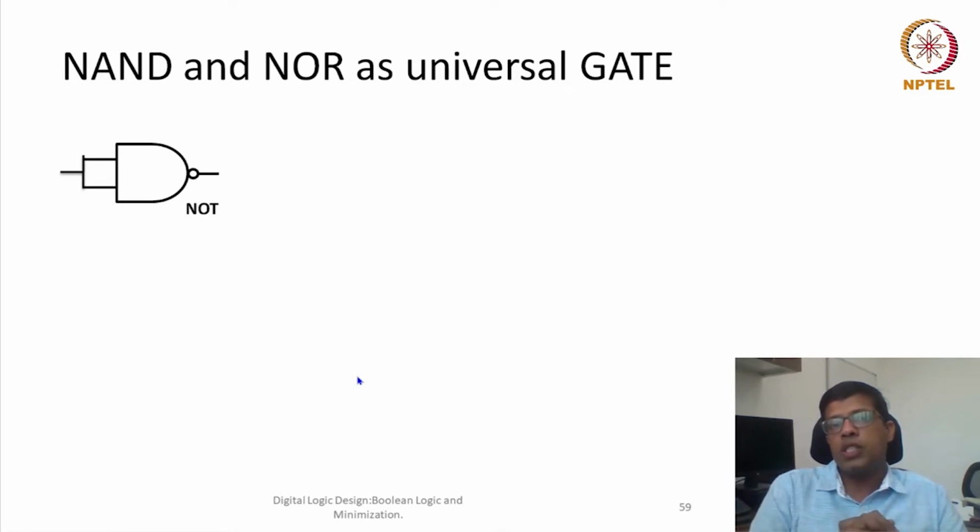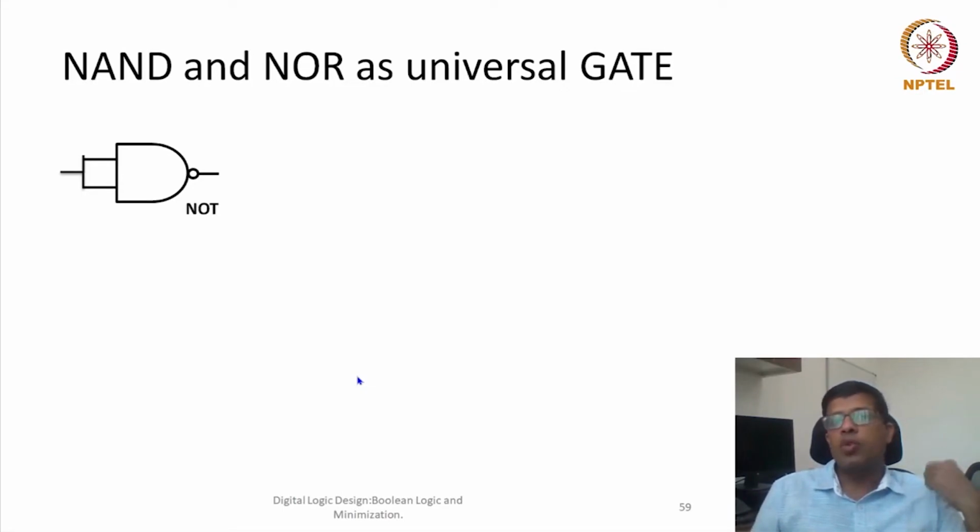What is the meaning of universal? Let's say we have only NAND gate with us. Using only the NAND type gates, we can construct any digital logic, whatever digital logic is possible. All of that can be designed, can be constructed using only NAND gates or only NOR gates. So this looks a little confusing.